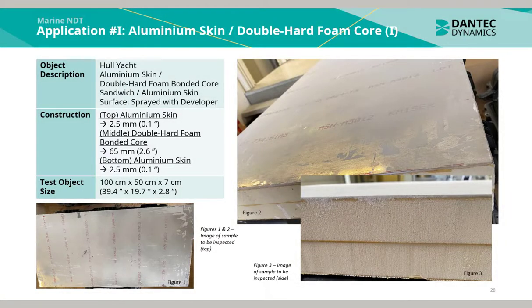Application I is an aluminium skin double hard foam core bonded sandwich component. The surface was sprayed with developer. Figures 1 and 2 show an image of the sample to be inspected from the top. In Figure 3, we see a cross-section image of the sample to be inspected with the double hard foam bonded core. The test object size was 100 by 50 by 7 centimeters.